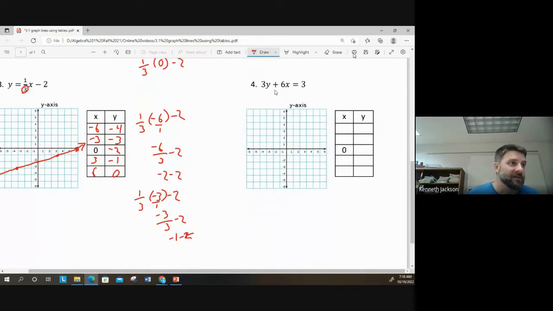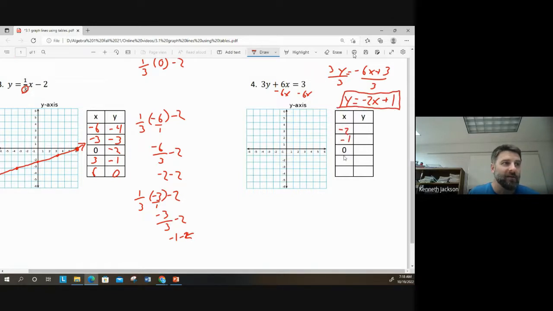So the first thing I would do is subtract 6x. So that says 3y equals -6x plus 3. And to get rid of a times 3, I can divide by 3. y equals -2x, 6 divided by 3, plus 1. Now, this is the equation I'm going to be using to plug in my values.